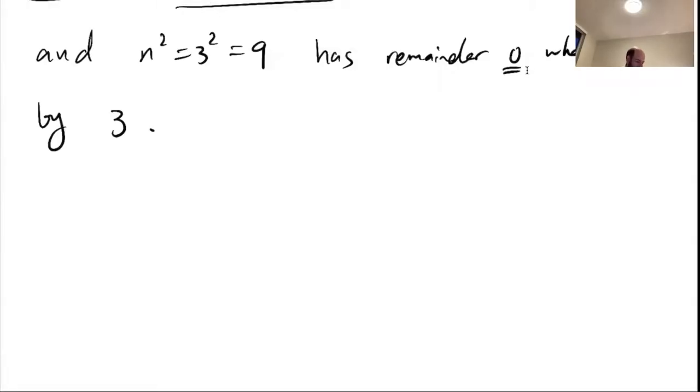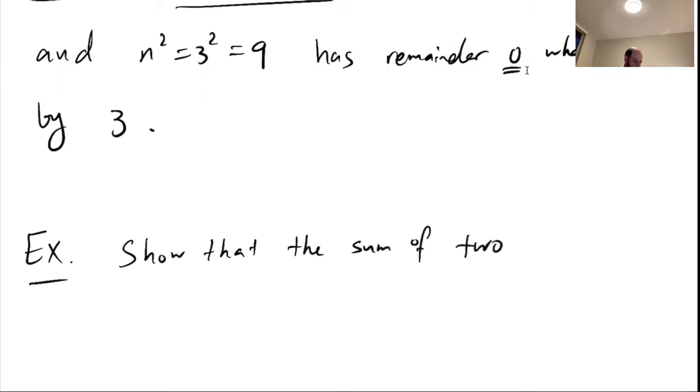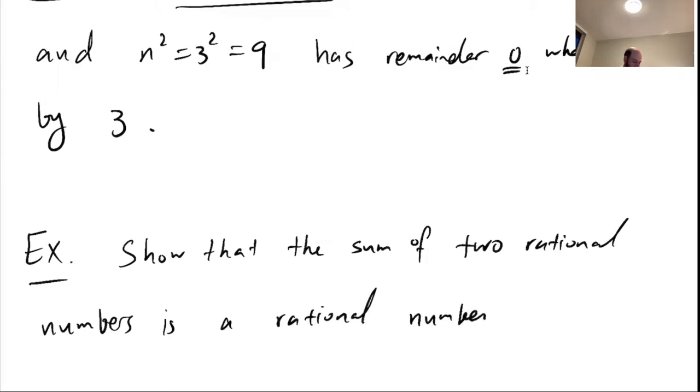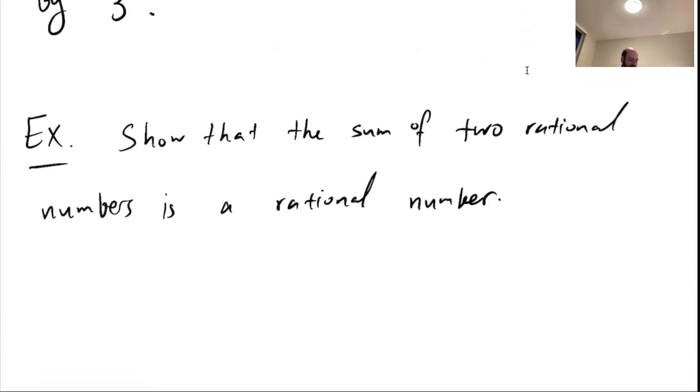Okay, so the next example we want to consider, let's say, show that the sum of two rational numbers is a rational number. Okay, so what is the assumption here? And what is the conclusion?